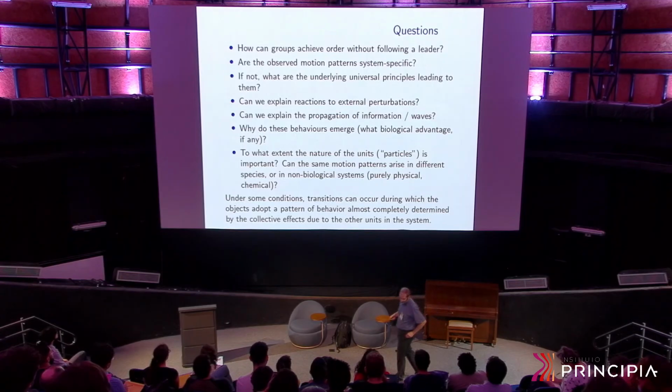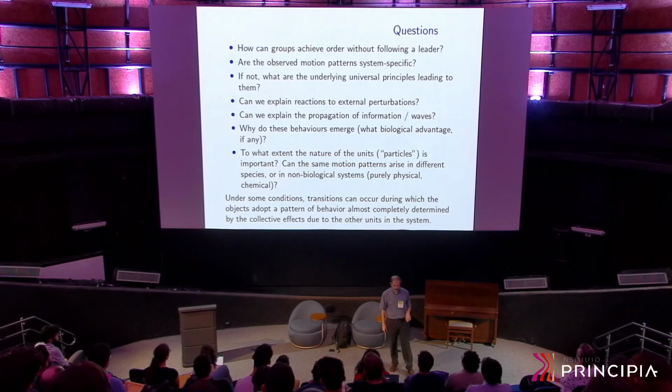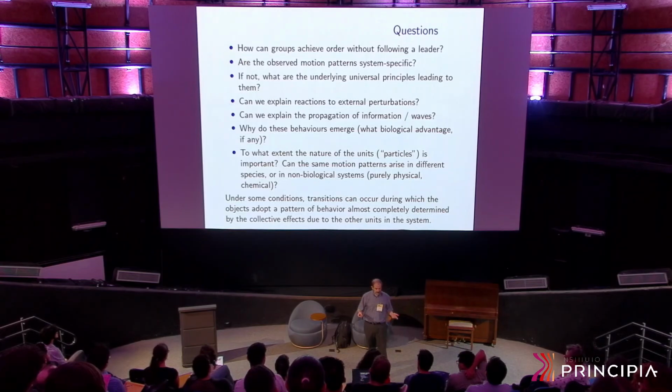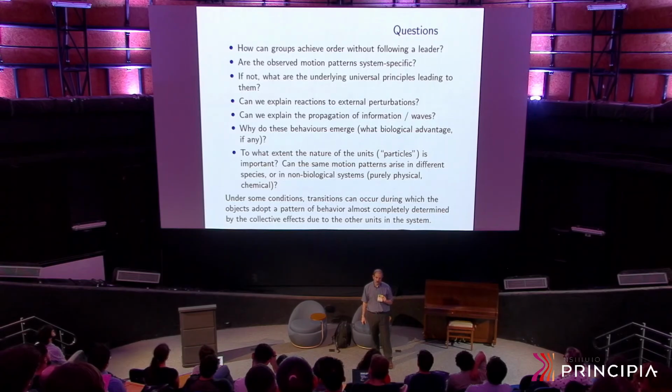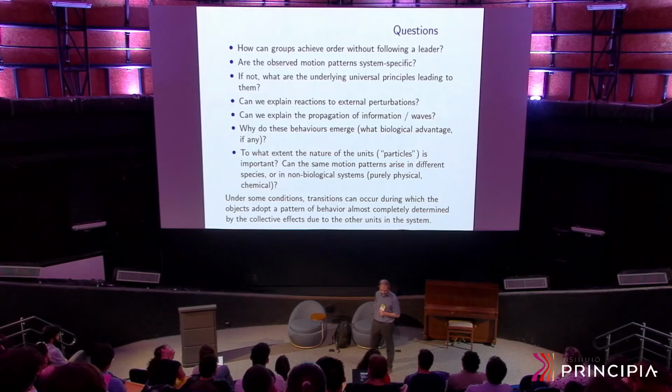So these are some questions you can ask. Here I'm following mostly Vicsek, in the review I will be quoting at the end. The questions you can ask about this phenomenon: first of all, the most obvious question is, how are these groups getting ordered without following a leader? What's the mechanism that can self-organize these groups into order? Are the motion patterns system-specific or not? Are they characteristic of the species that does the swarming or the flocking, or is there some universal principle that one can understand that leads to these patterns appearing?